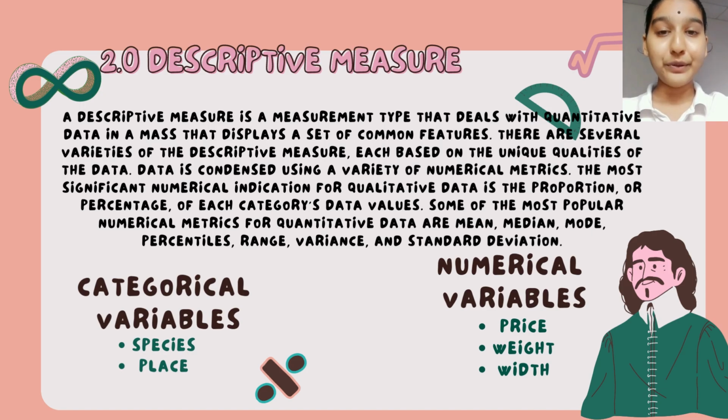Today I am going to talk about 2.0 descriptive measurements. A descriptive measure is a measurement type that deals with quantitative data in a way that describes a set of common features. There are several varieties of descriptive measures, each based on the unique qualities of the data. Data is condensed using a variety of numerical metrics. The most significant numerical indication for qualitative data is the proportion or percentage of each category's data values. Some of the most popular numerical metrics for quantitative data are mean, median, mode, percentiles, range, variance, and standard deviation.